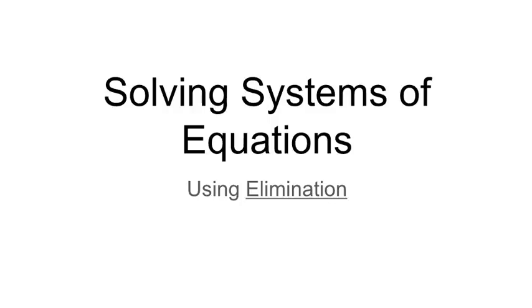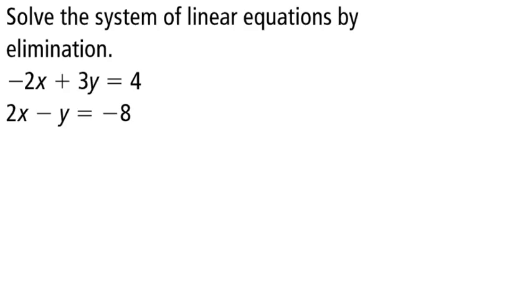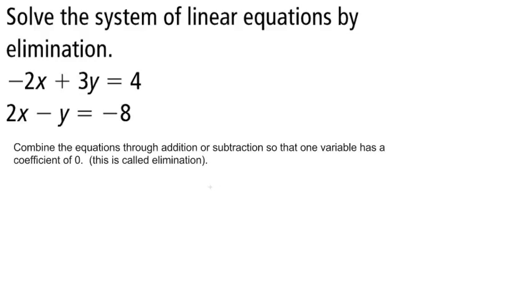Okay, we are going to go through a little how-to of solving systems of equations using the process called elimination. Just like with substitution, there are some steps to follow, so there's a process to this. I think there are 4 steps really. We're going to combine the equations through addition or subtraction so that one variable has a coefficient of 0. This is called elimination. It's going to be a new thing.